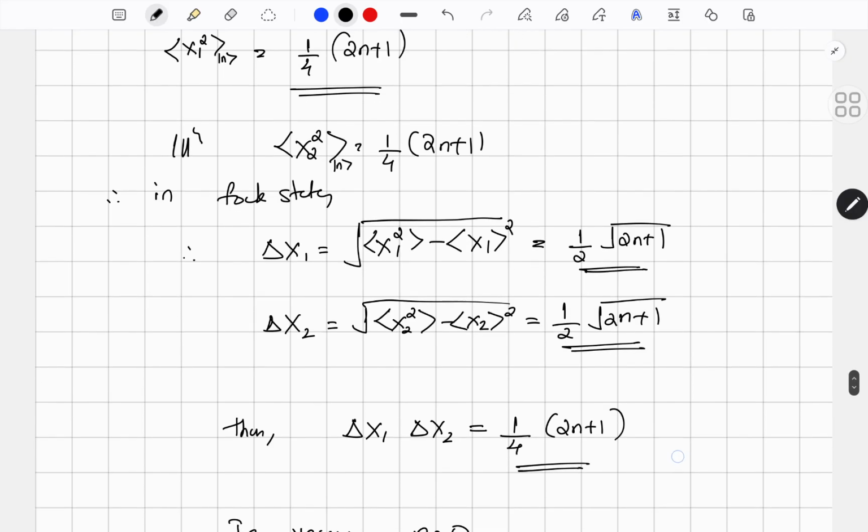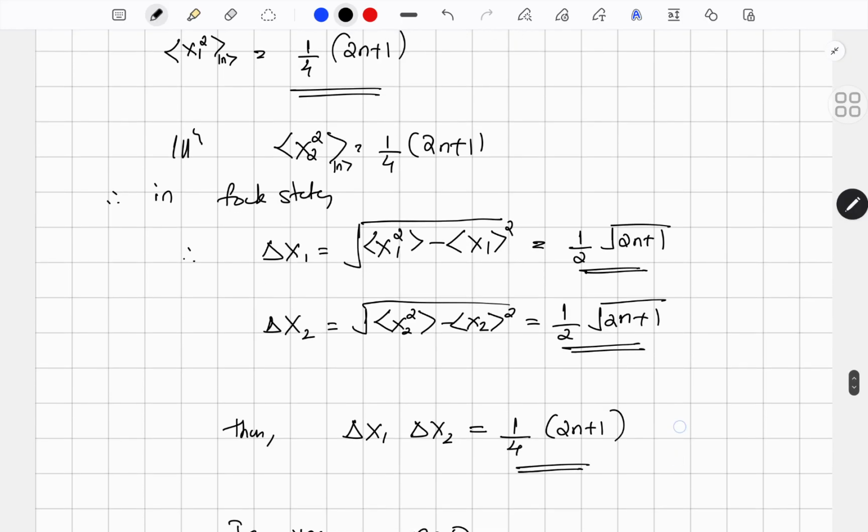Okay, now we already know that the product of uncertainties delta x1 delta x2 must always be greater than or equal to 1 by 4, and that is true here. So this right side is always greater than or equal to 1 by 4, so this is valid. The result that we have got is already validating our uncertainty principle.